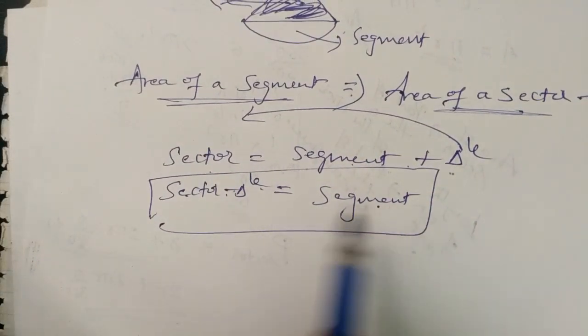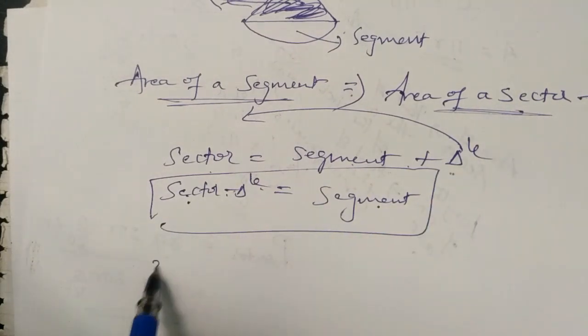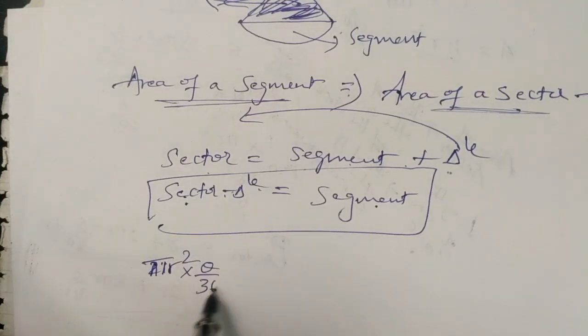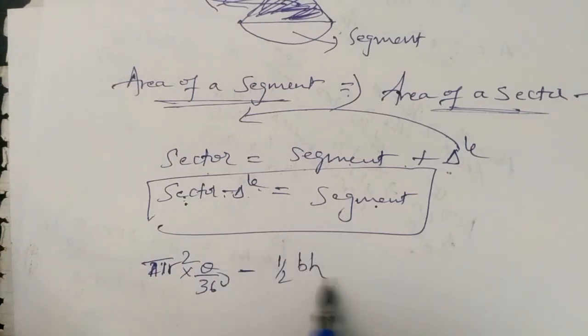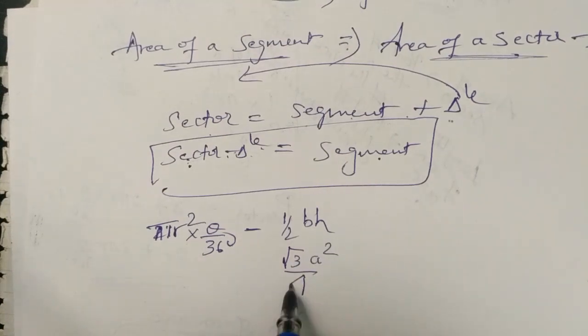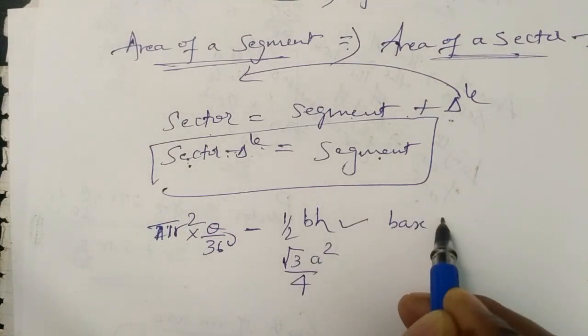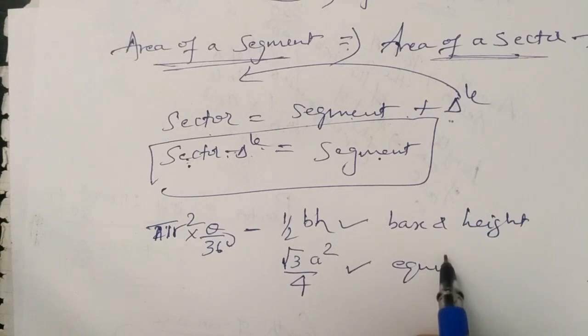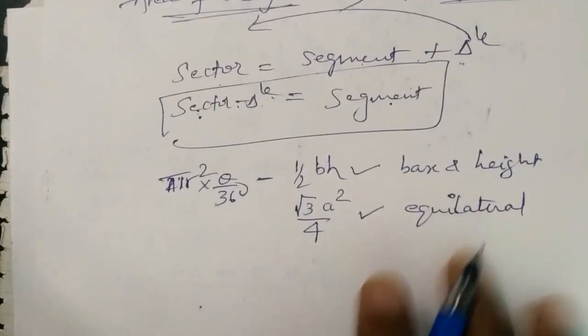To find the area of a segment, the area of a sector formula we know: pi r square into theta by 360, because a sector is part of a circle. The circle is pi r square; multiply pi r square by theta by 360 and it is the part of a circle, the sector. Minus the triangle. For the triangle, what formula should we use? Half into b into h. Look at the given triangle: it is an equilateral triangle. Don't use root 3 a square by 4 here; that is for an equilateral triangle, while half b h is for when base and height are given.